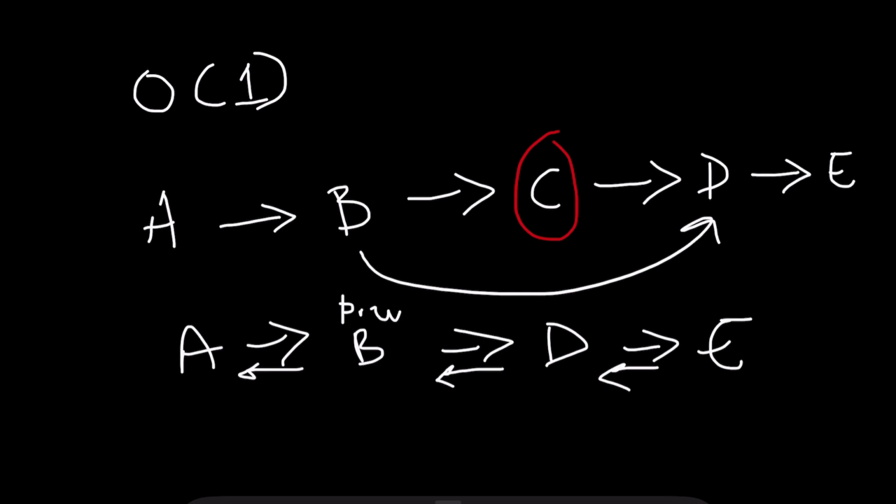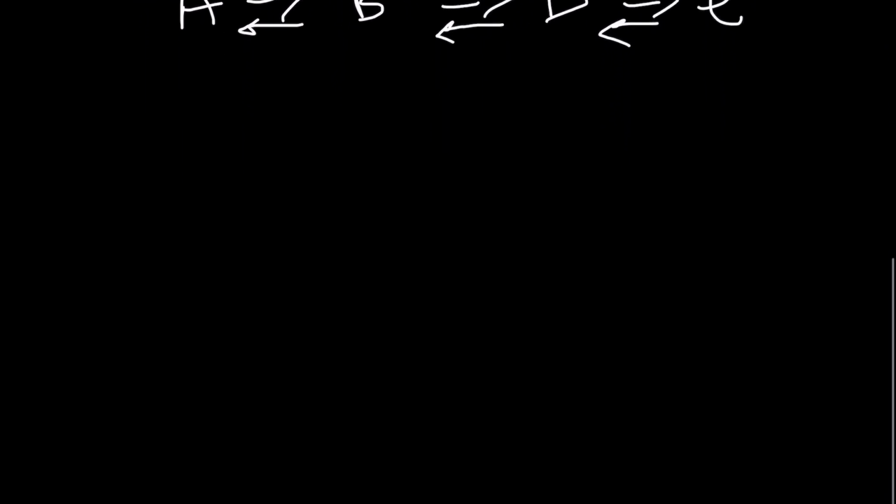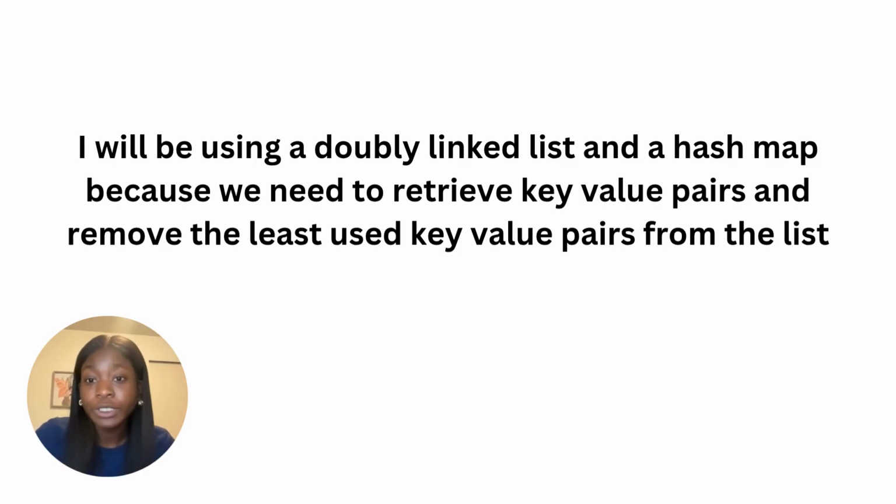So first of all, we want to initialize a class for our list node in Python. I like using Python for data. I think it's easier, right? Because they have a lot of built-in functionality. So I'll be using a doubly linked list and a hash map for this solution. Why? Because I want to be able to retrieve key value pairs and remove the least recently used key value pair from the list.